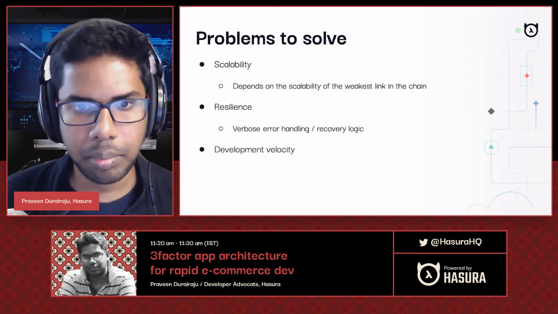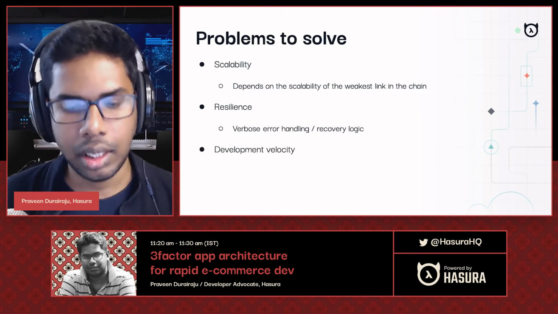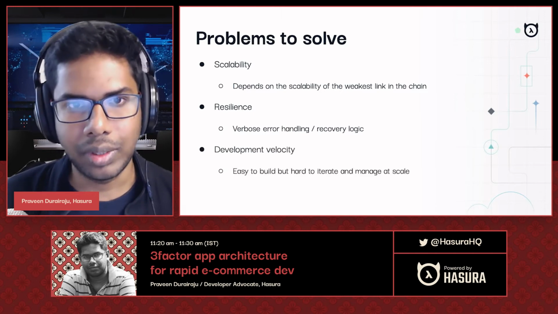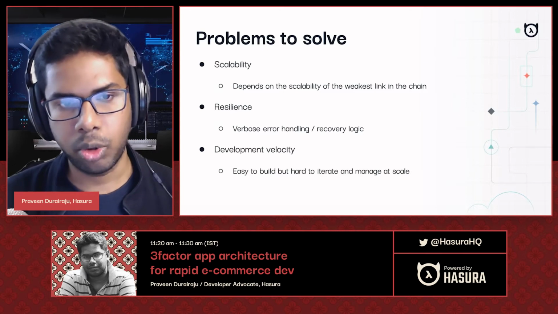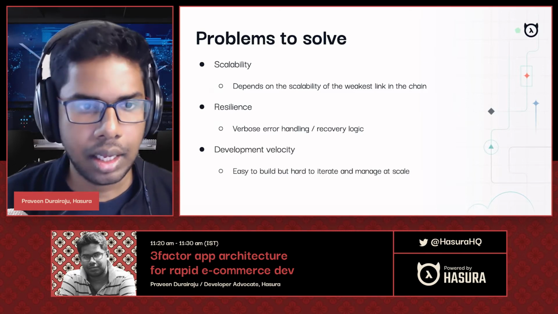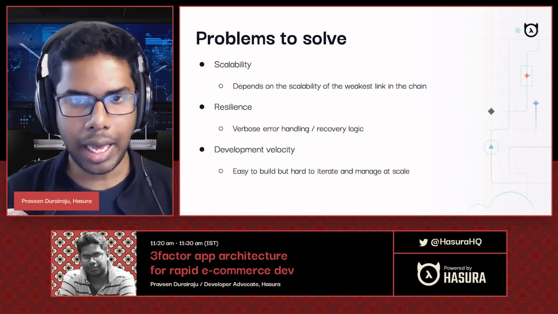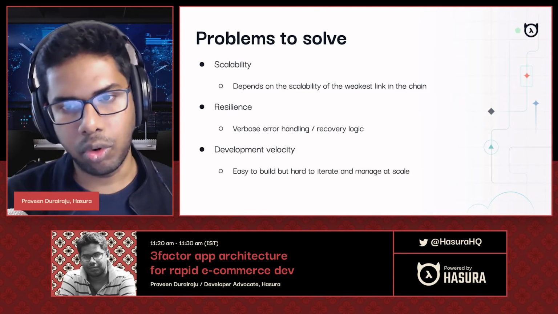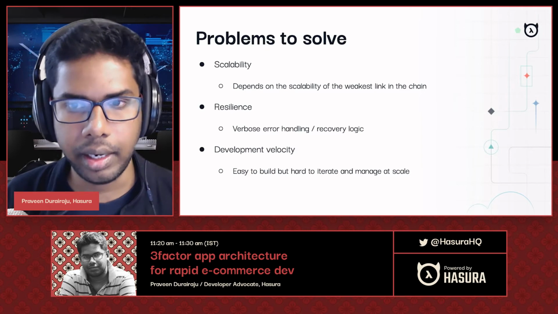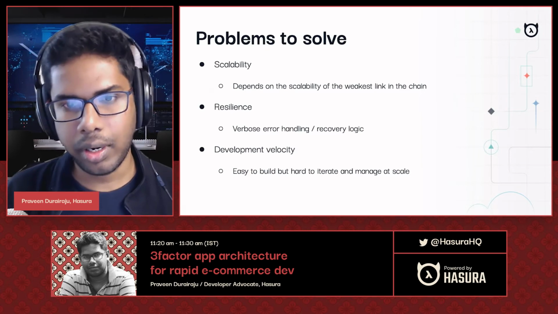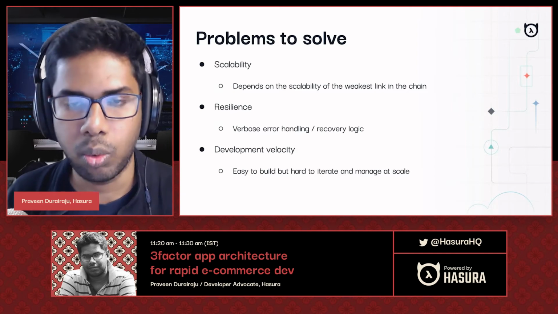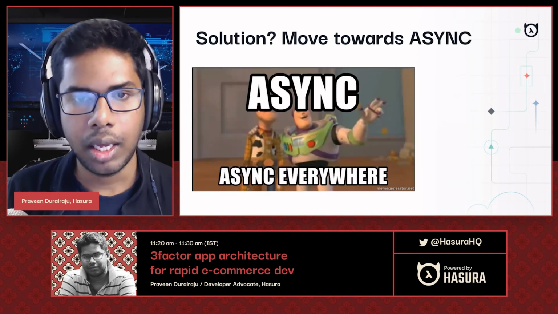And the third problem is the development velocity. So typically with these kinds of frameworks like Django or Rails, it's easy to just prototype quickly, build fast, but then as you scale and as you start adding more features, it's difficult to iterate and manage at scale, right? So that's a bottleneck, and we'll come back to how that can be solved.